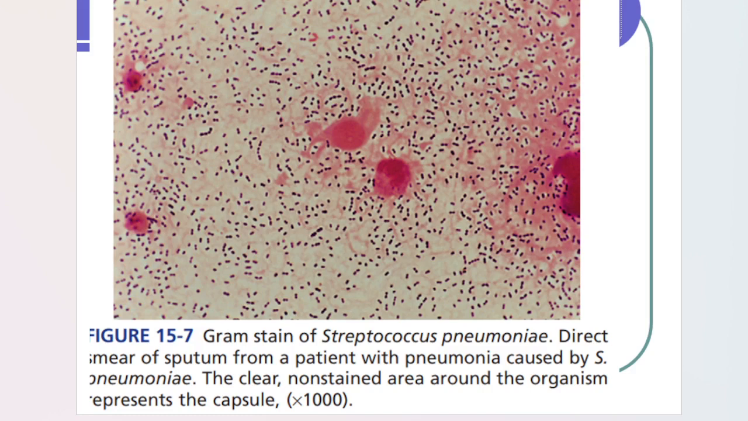So, we have it here, as you can see. If under gram staining, again, you cannot identify it, do not identify it as Streptococcus pneumoniae just because you see gram-positive diplococci. You have to do further testing. Okay?